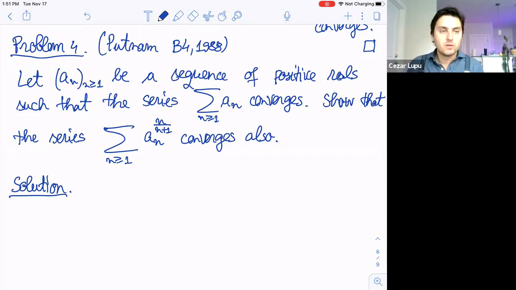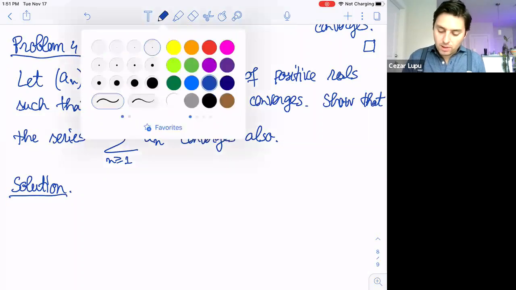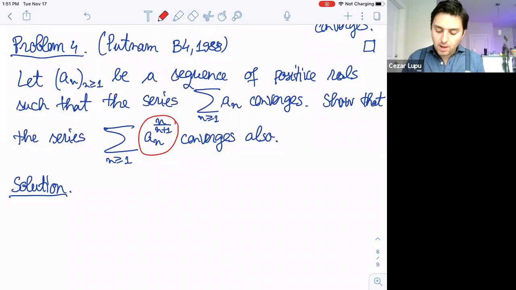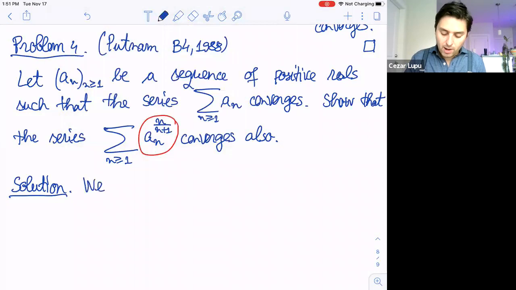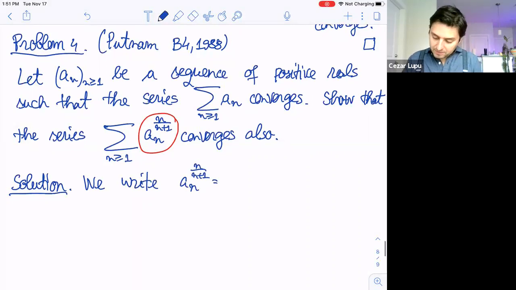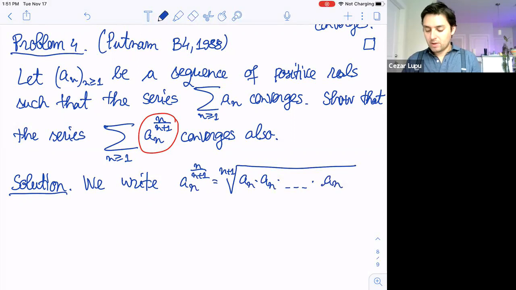The main idea is to use the inequality comparison test. So we look at this term here, a_n to the power n over n plus 1, and I'm going to write it in the following way. We write a_n to the power n over n plus 1 as the n plus 1 root of a_n times a_n, n times.